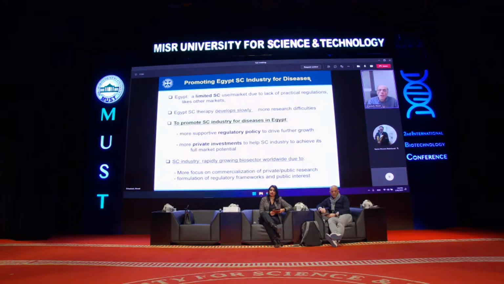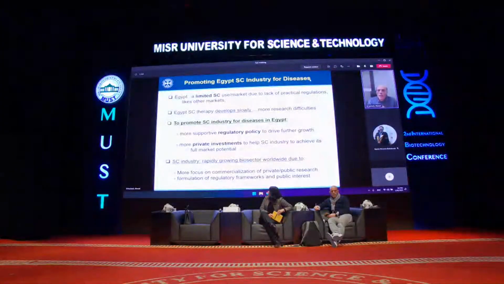So the problem in Egypt, similar to other countries, is that we have limited stem cell use and a limited stem cell market, simply because there is a lack of practical regulation and a lack of investment. Stem cell therapy in Egypt is developing slowly, and there are many research difficulties. So based on my experience, I can suggest this agenda to promote the stem cell industry for diseases in Egypt.